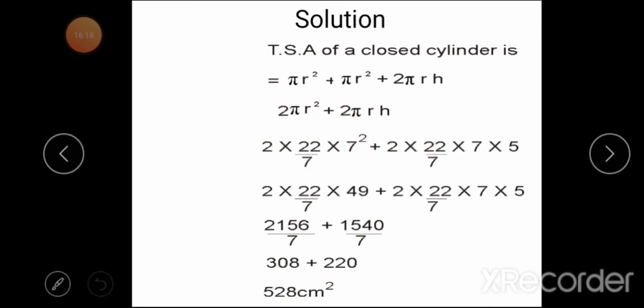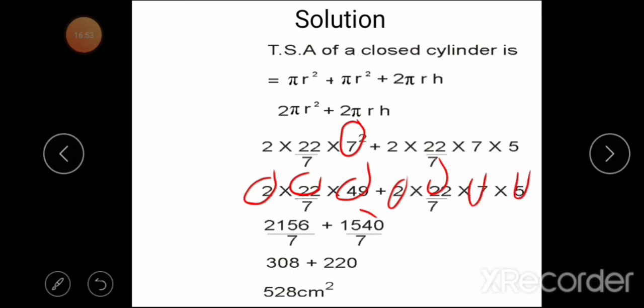7 square is 49. Every other thing maintains its position at this point. Now let's carry out basic arithmetic. 2 times 22 times 49 is equal to 2156, then divide by 7. On the other side, plus 2 times 22 times 7 times 5, which is 1540.